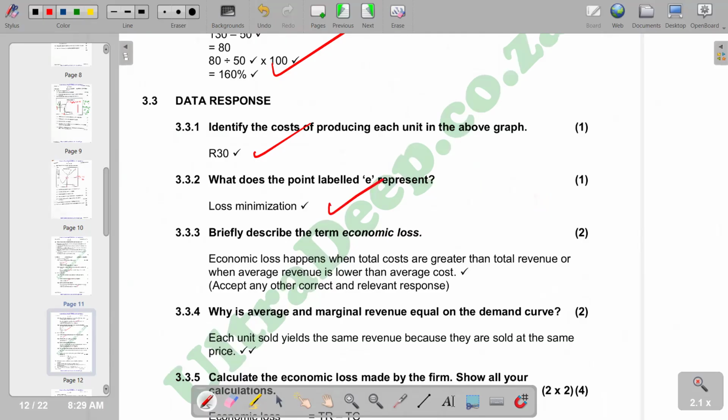Then the next question is, briefly describe the term economic loss. Economic loss happens when total costs are greater than total revenue, or when average revenue is lower than average cost. So that's the explanation that we have. The next question, why are average and marginal revenue equal on the demand curve? It is because each unit sold earns the same revenue, because they are sold at the same price. So this is the response that we have.